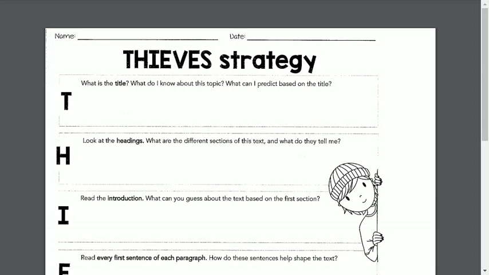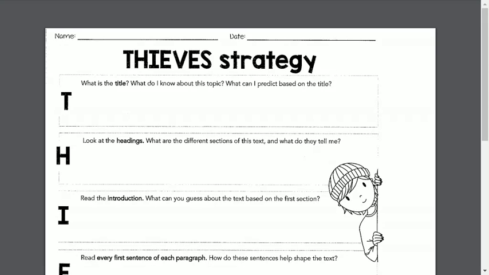So the first thing I want you to do is look back at the THIEVES strategy. For the T, what is the title? What do I know about this topic? And what can I predict based on the title? So let's go back and look here at the ecosystem. The title is Changing the Ecosystem.